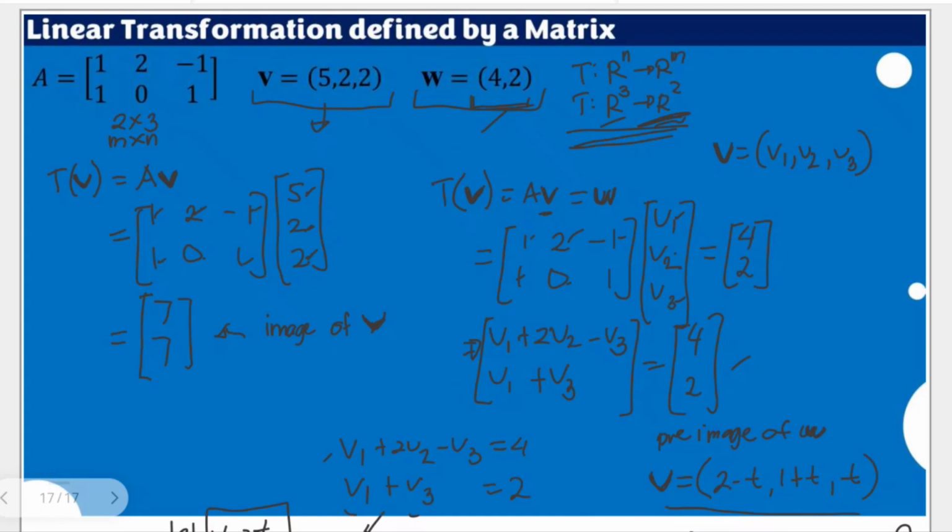This is how we solve for the image and pre-image of our linear transformation that is defined by a certain matrix.